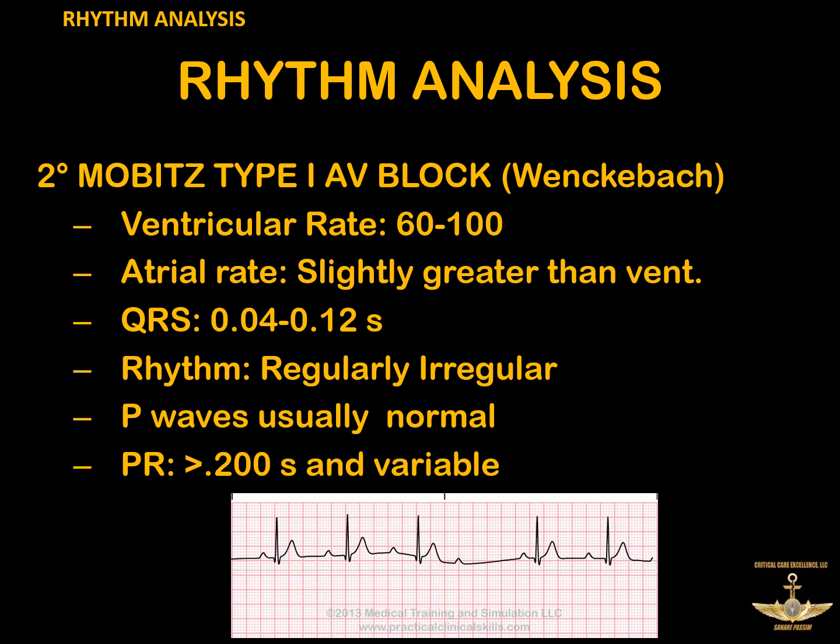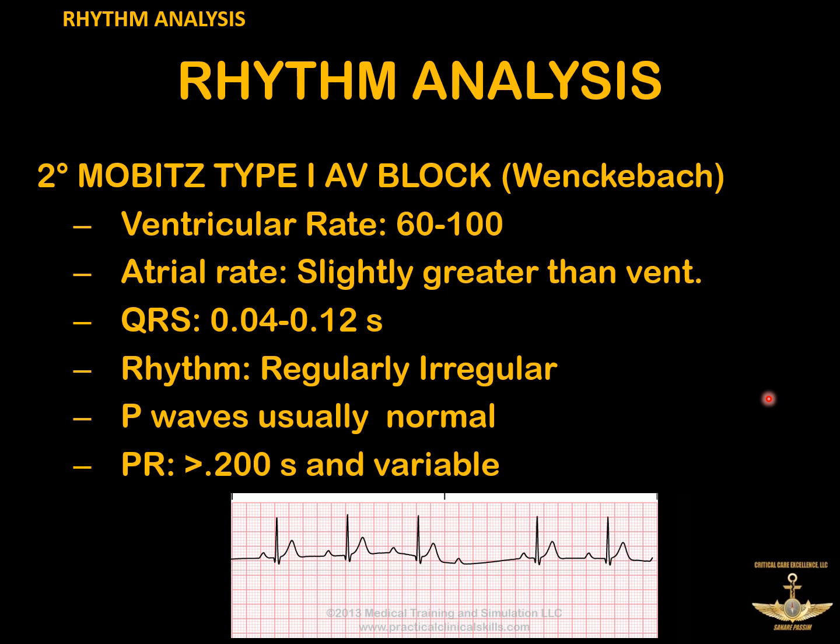Second degree heart block is broken into two types. They call it Mobitz type 1 and Mobitz type 2. Mobitz type 1 is also called Wenckebach phenomenon, and it relates to the variability of the conduction of the P waves to the QRS complexes. So in these, the ventricular rate is typically still normal, about 60 to 100. The atrial rate is slightly faster only because you have extra P waves that are not conducted.